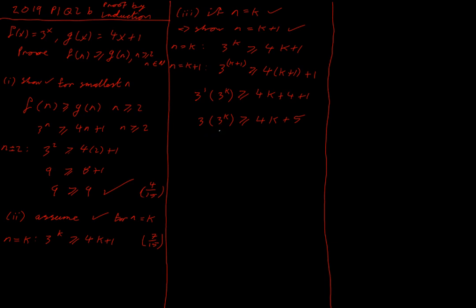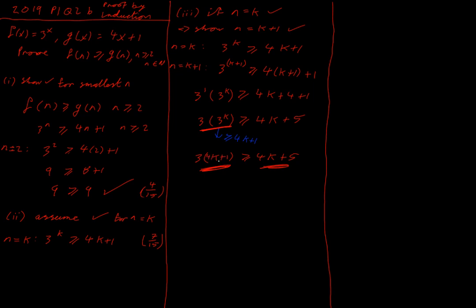So we are going to do effectively a substitution. We're going to sub this in. We know that that is greater than or equal to 4k plus 1. So we can effectively substitute this in here, and if this new left-hand side, 3 times 4k plus 1, is definitely greater than 4k plus 5. If this side here is definitely greater than the right-hand side, then the original left-hand side must be even greater than our right-hand side.